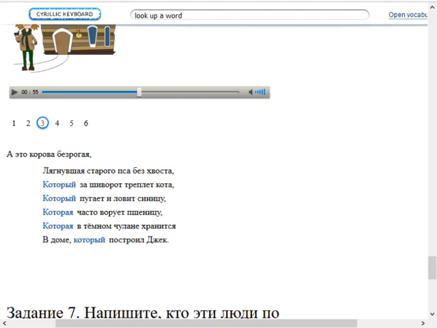Okay, so this is the cow lying next to the dog without a tail, who catches the cat by the collar, who scares the bird, who steals the wheat which is stored in the closet in the house that Jack built.